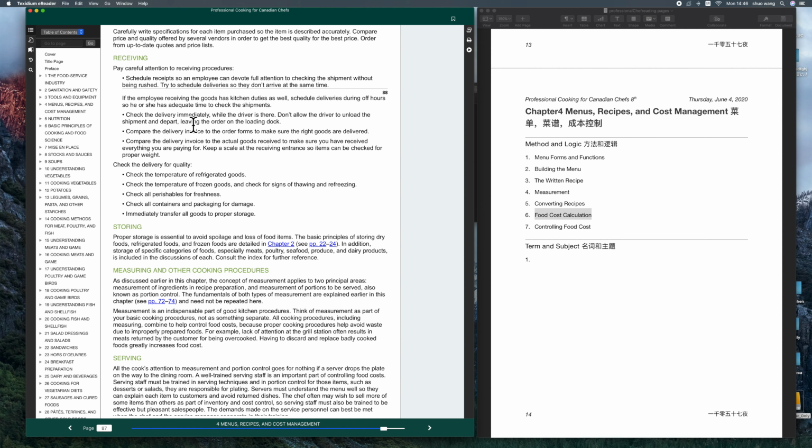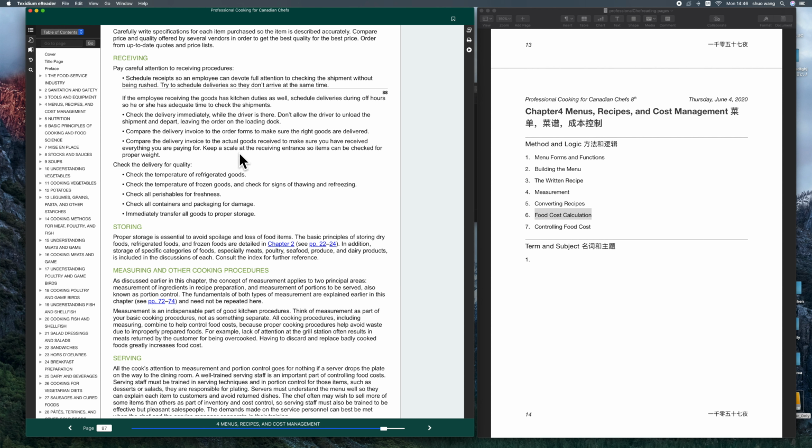Check the delivery immediately while the driver is there. Don't allow the driver to unload the shipment and depart. Before the driver leaves the unloading dock, compare the delivery invoice to the order forms to make sure the right goods are delivered. Compare the delivery invoice to the actual goods received to make sure you have received everything you are paying for.